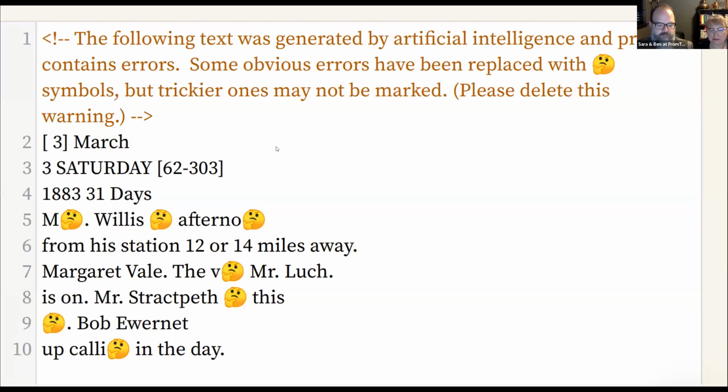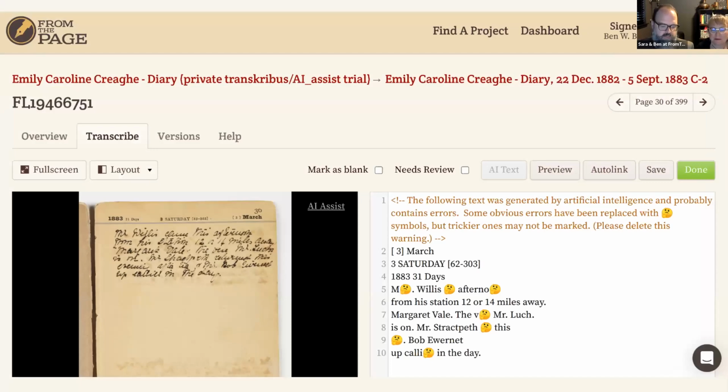So our goal is to make this AI-produced text look as unauthoritative as possible so that users feel comfortable editing it. We also added a warning to the beginning of the text. So users have to delete that as they edit, right? We want the human intervention to happen as much as possible. So this is what a transcriber sees when they request AI text as they work. Our goal is to force them to consult the image as much as is necessary to get a good transcription, while at the same time helping them with the readings that are probably accurate.